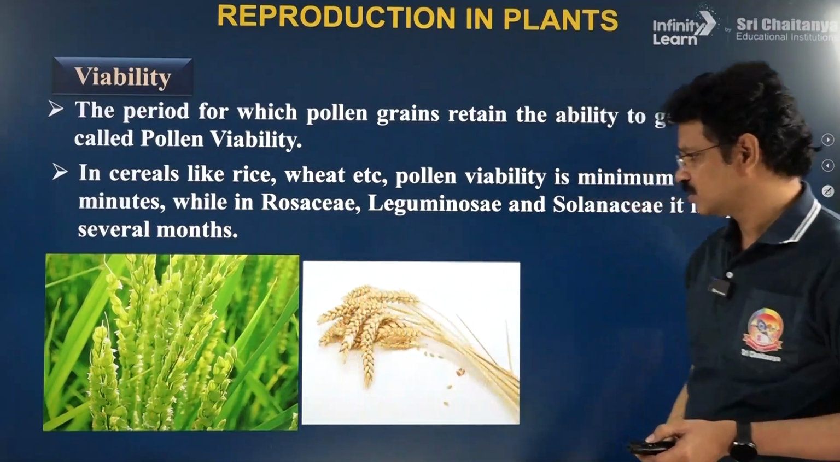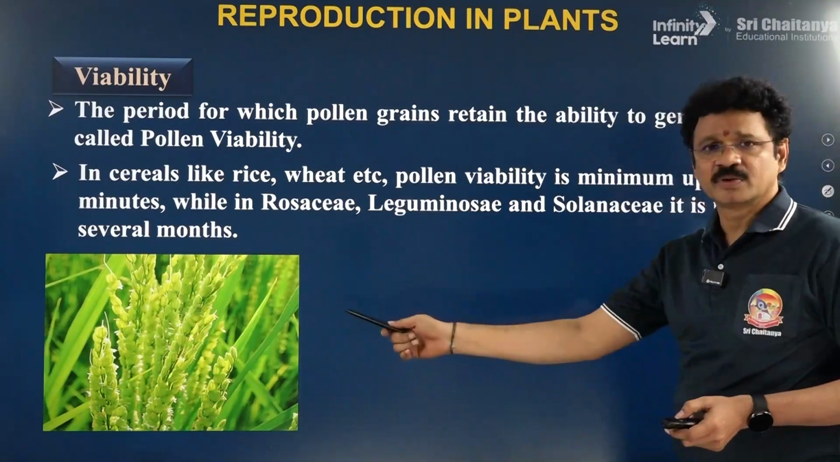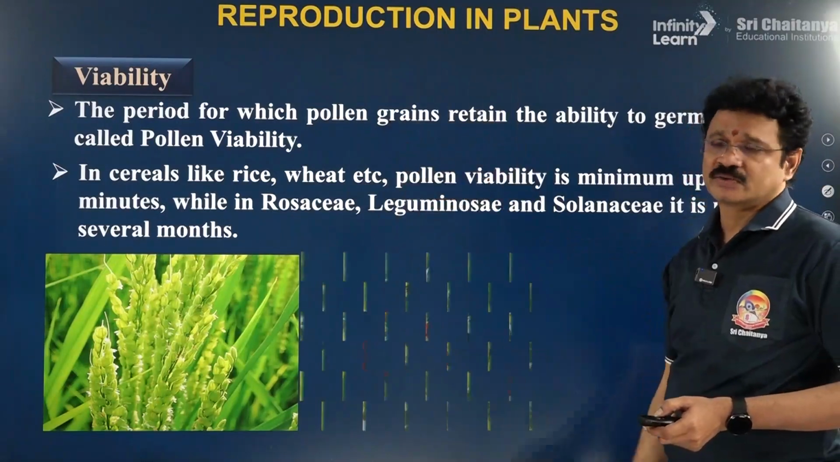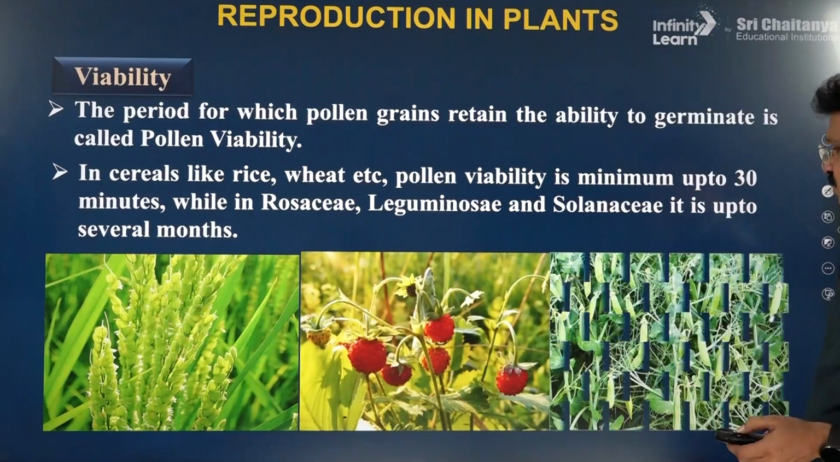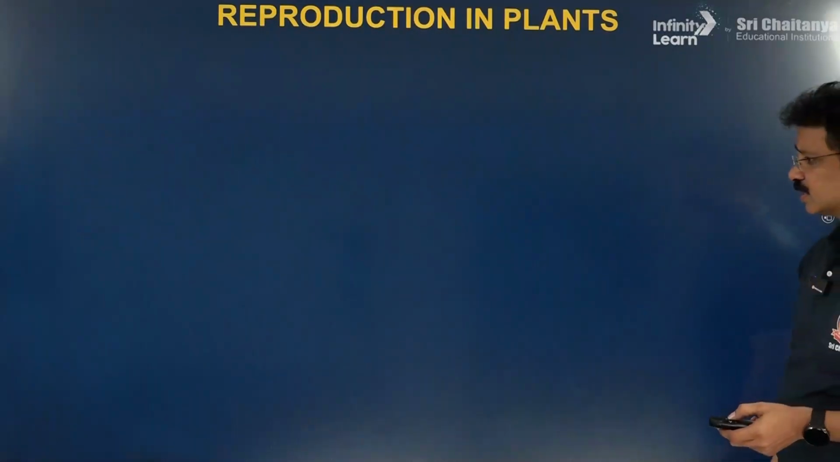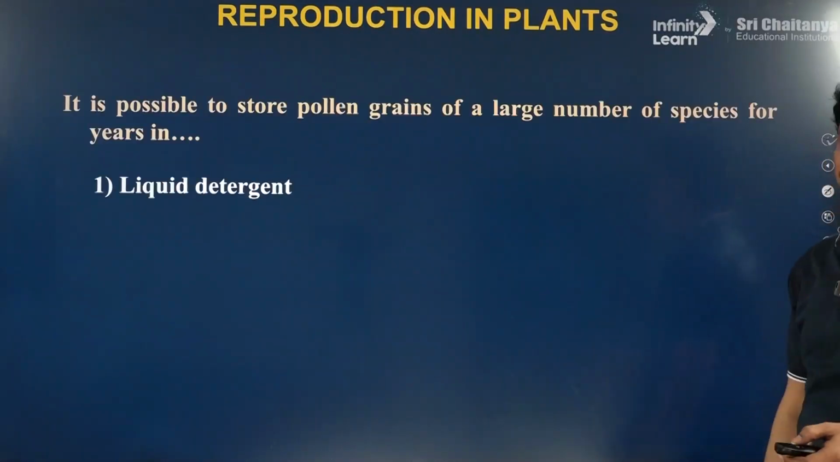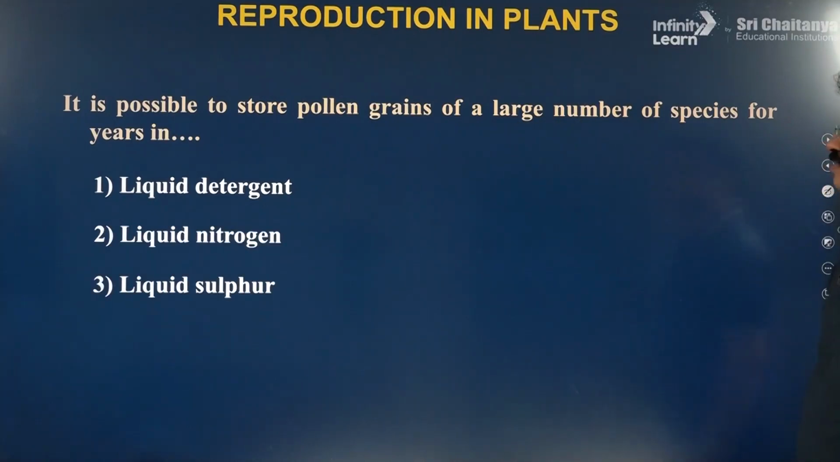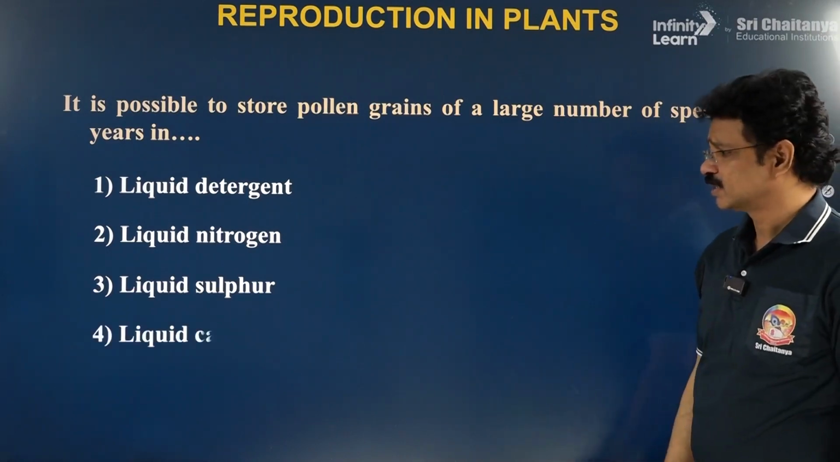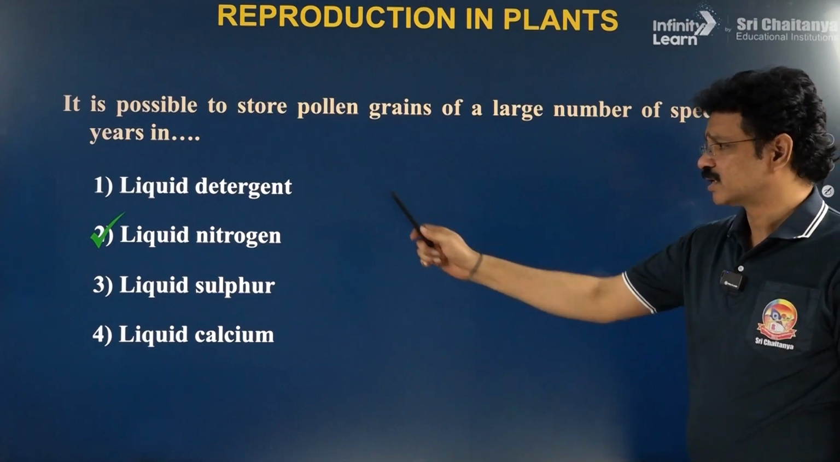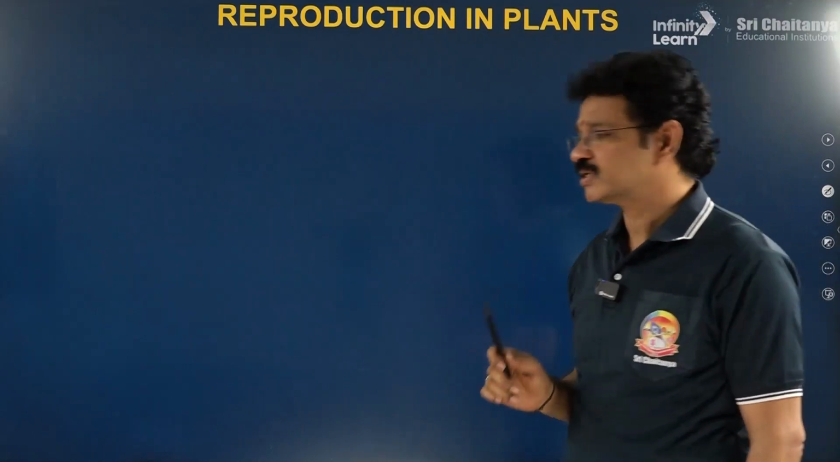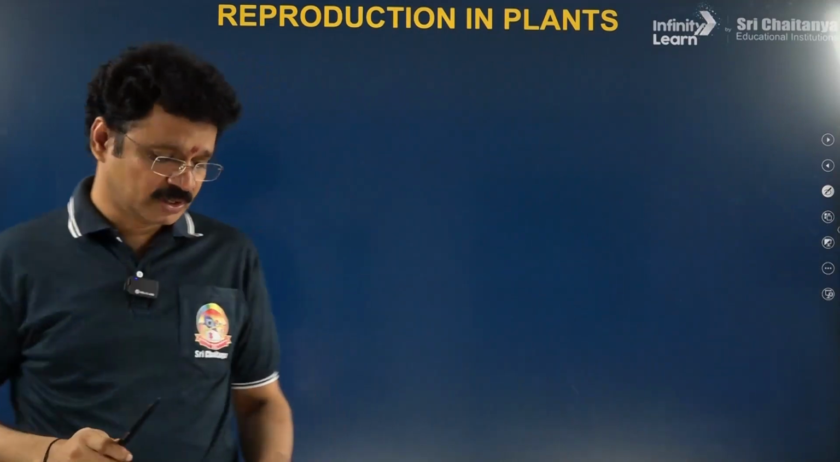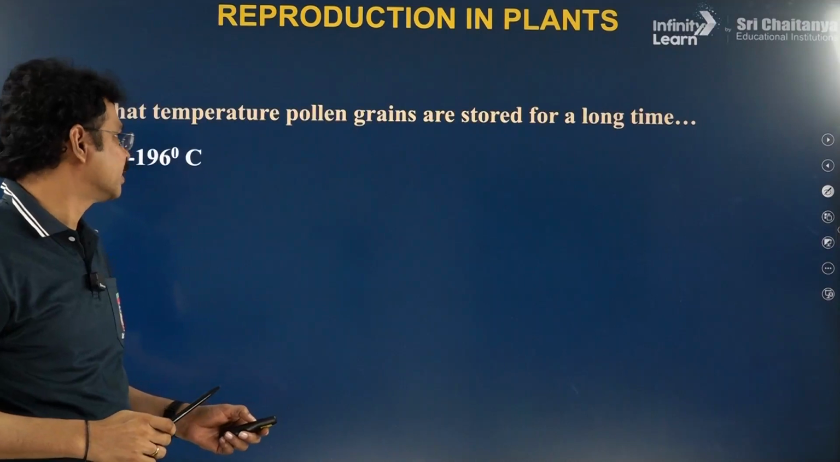It is the image of the cereals, wheat, rice. In that, the pollen viable period is just half an hour only. Whereas in Rosaceae members, Leguminosae members, and Solanaceae members, the viable period is a few months. Next, it is possible to store pollen grains of a large number of species for years in liquid nitrogen, because liquid nitrogen provides minus 190 degrees centigrade for the proper preservation of pollen without losing their viable period.